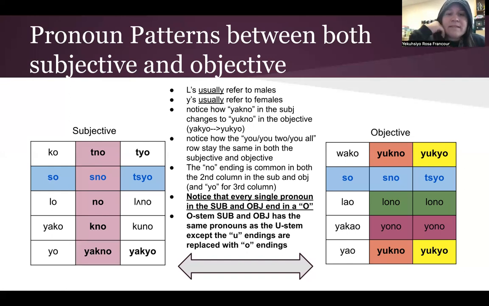So O stem, also, this is going to be a little bit of foreshadowing for when we talk about the U stem in the next video. The O stem, subjective and objective, has the same pronouns as the U stem, except the U's are replaced with O's, okay? So if we took this O stem, where all the pronouns end in O's, and we put U's, you would have the U stem. So it's the exact same patterns except U. So it's going to be really easy to learn the next one also, okay?